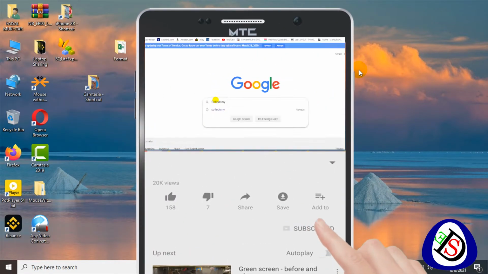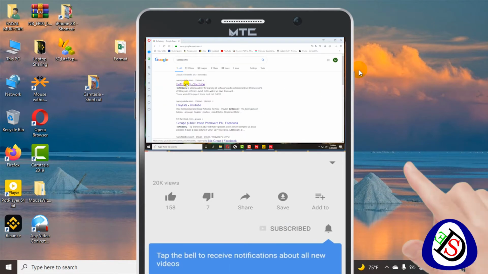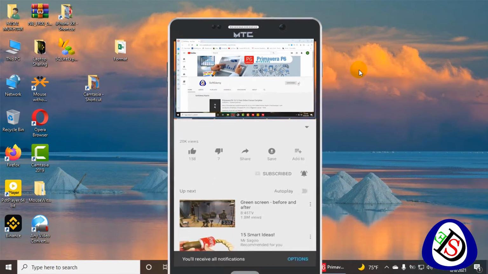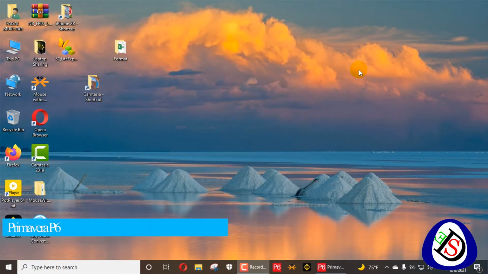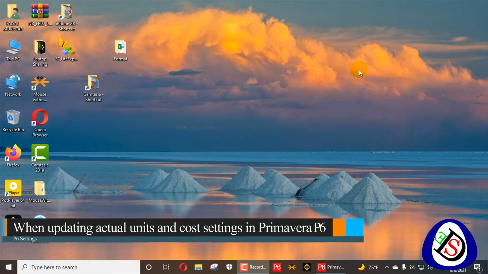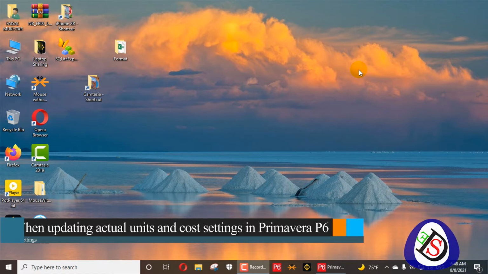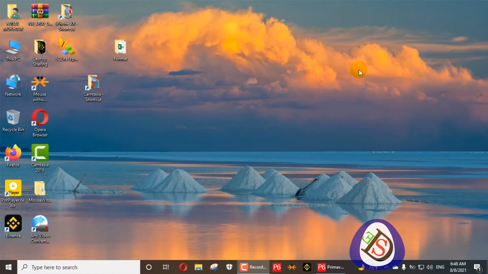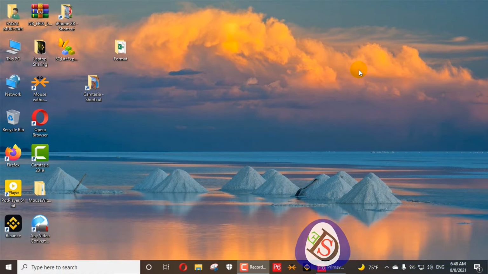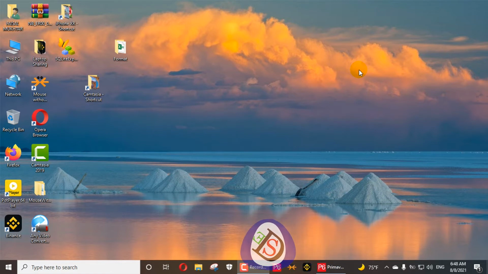Today I am going to discuss with you what happens while you are updating your actual units or cost in Primavera P6. You can update your units or cost separately in Primavera P6, and you can link both by applying your units per time rate. Also, you have to consider all these settings. I have already explained these things before.